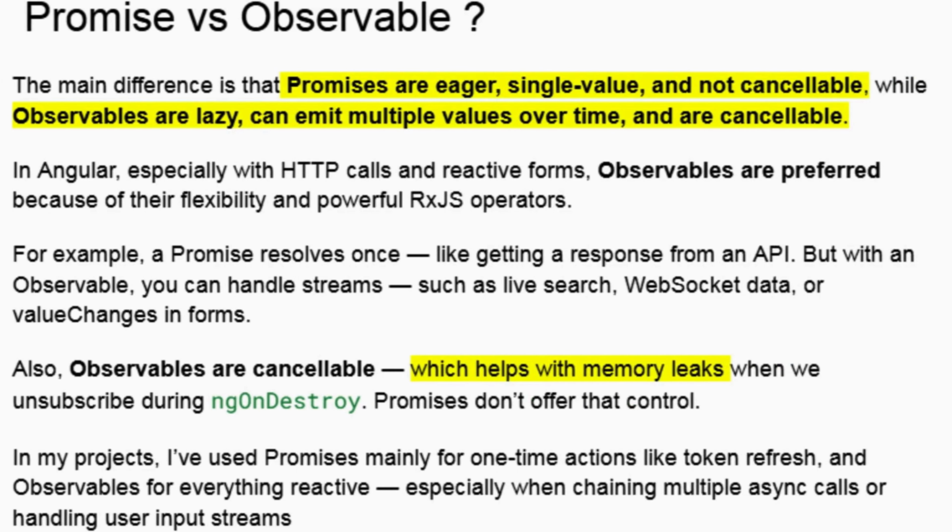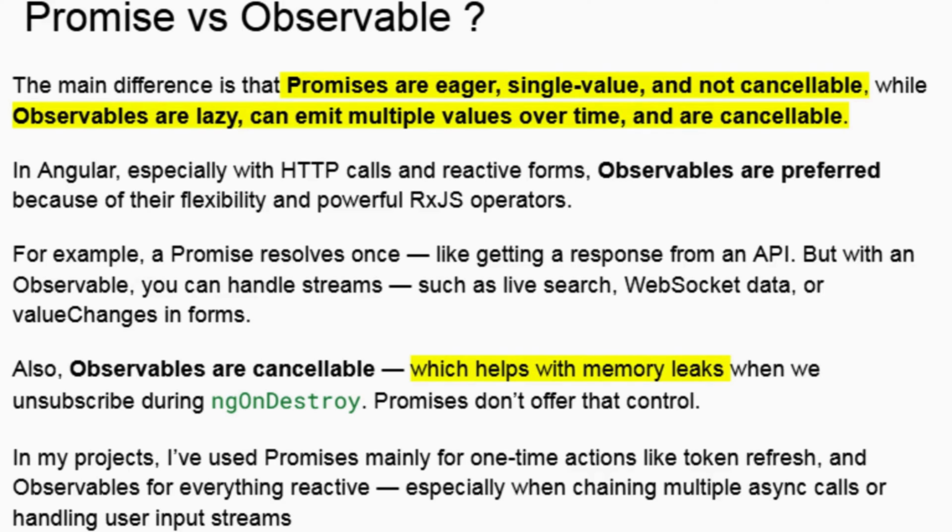The main difference is that promises are eager, single value, and not cancelable, while Observables are lazy, can emit multiple values over time, and are cancelable. In Angular, especially with HTTP calls and reactive forms, observables are preferred because of their flexibility and powerful RxJS operators.